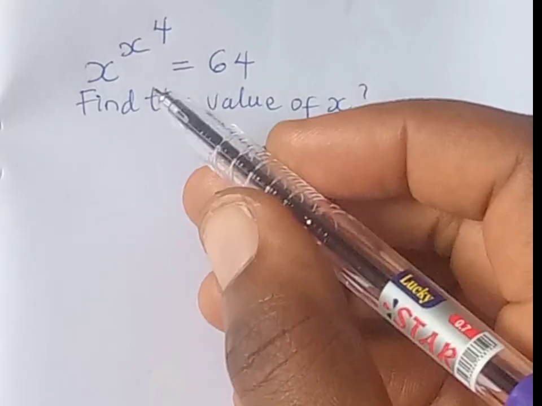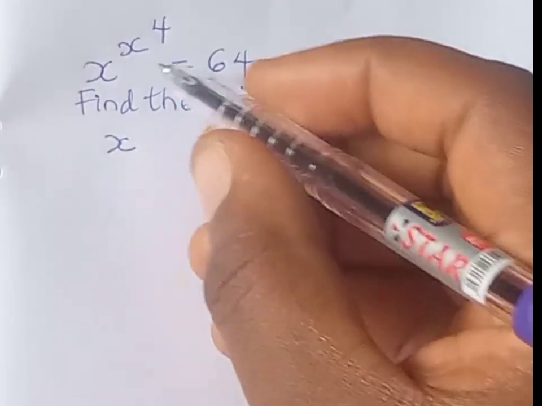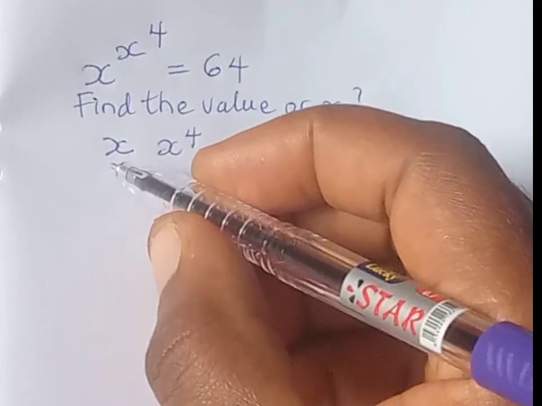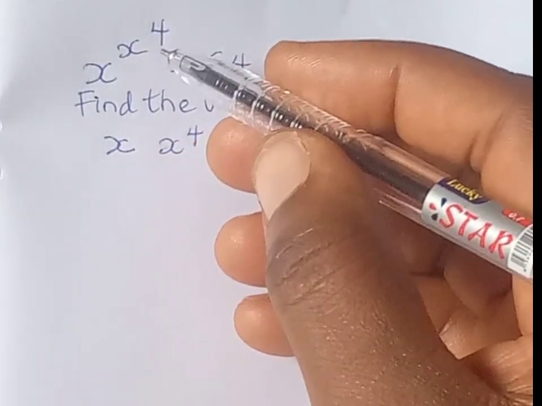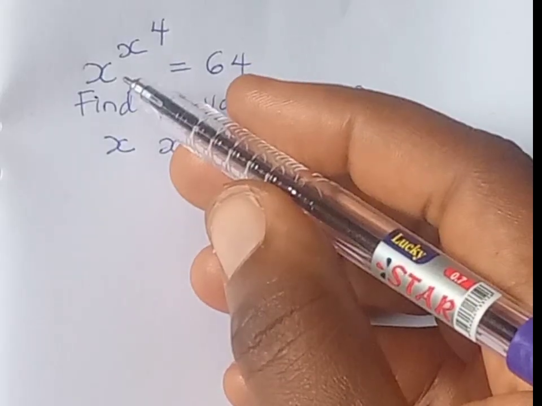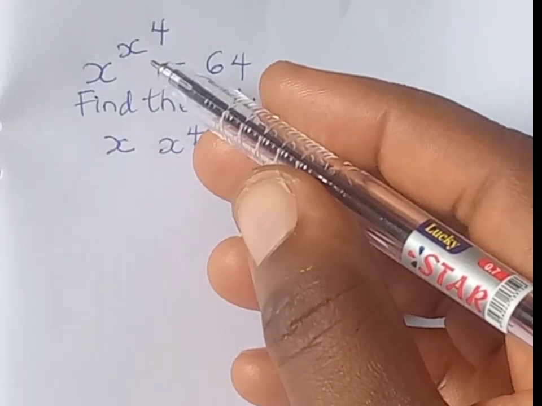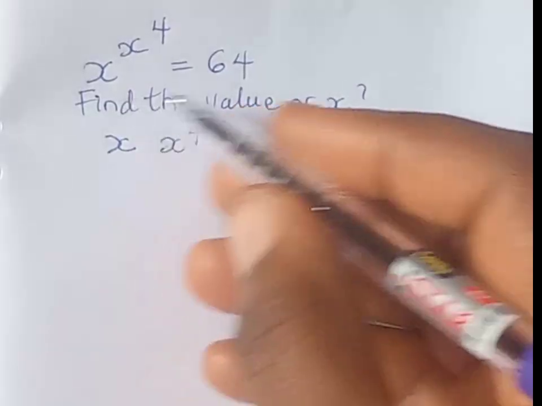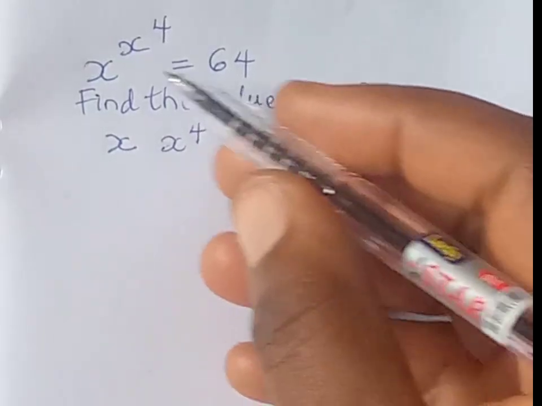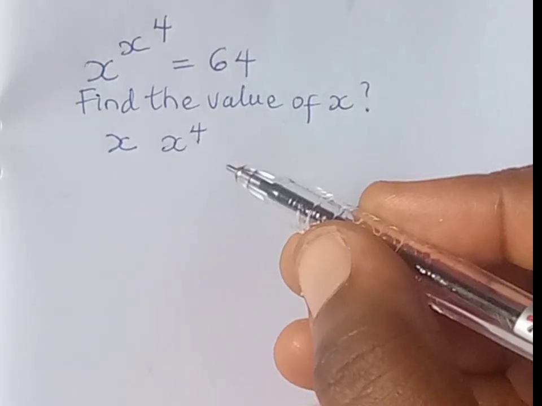In this equation, we have the base, which is x, and we have the exponent, which is x raised to the power of 4. Here is the base and here is the exponent. Notice that the variable appeared twice, once as the base and again as an exponent. That immediately tells us that this isn't an ordinary exponent problem. Whenever a variable appears twice, guessing a few values is often a smart first step.